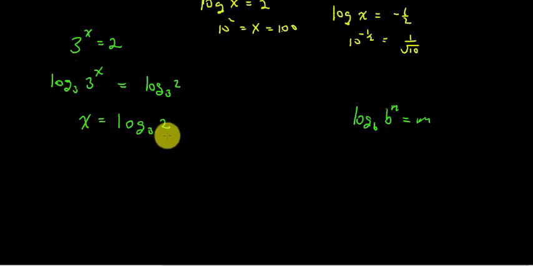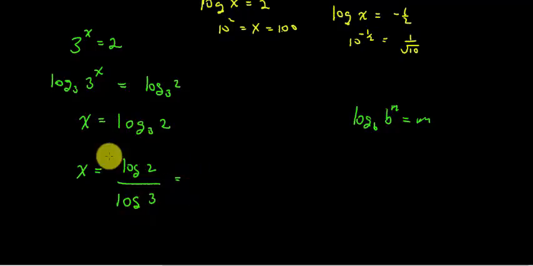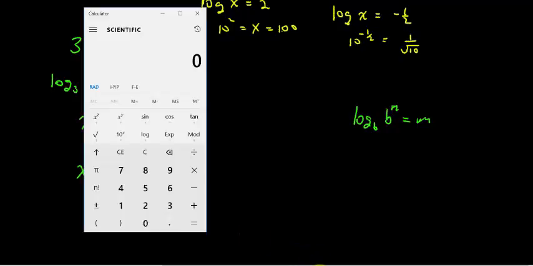Now, of course, you don't know what this is, and you can't really plug this into your calculator, so you have to do the change of base formula. So x is equal to, and we'll want to use base 10. Using our change of base formula, we'll say log base 10 of 2 divided by log base 10 of 3, right? And this you can plug into your calculator. In fact, we'll just do it here.